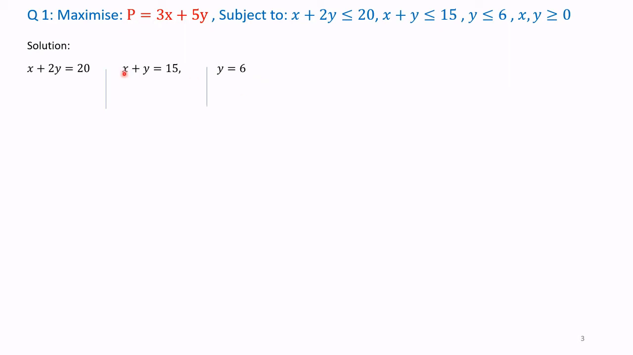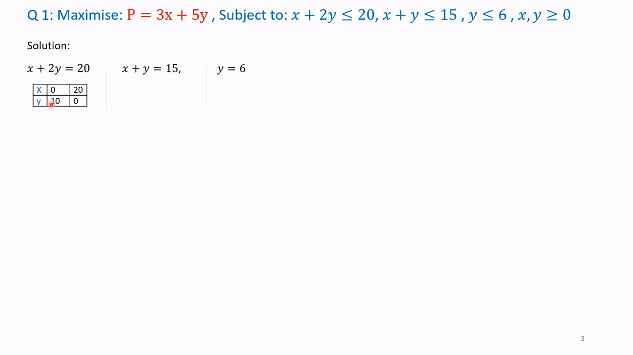Now we have to draw the lines in the graph using these relationships. Let us take line 1, that is x plus 2y. Here in this, we will put x is equal to 0. So when we put x equal to 0, the first term is 0, 2y is equal to 20, or y is equal to 20 by 2, 10. So it is written here. So when x is 0, y is 10.